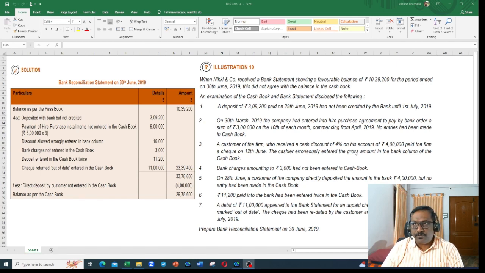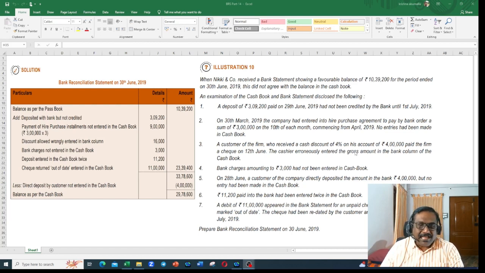He has to enter 3 lakhs 84,000. But he entered 4 lakhs. That means what is the difference? 16,000 worth of difference he erroneously entered in the bank column of the cash book. That is the meaning of this point.